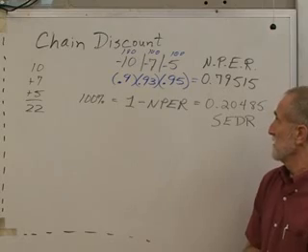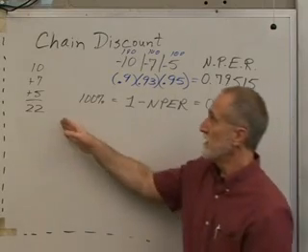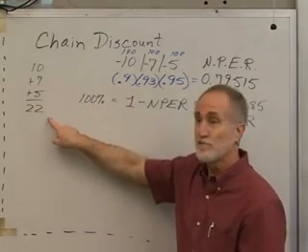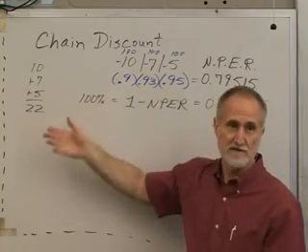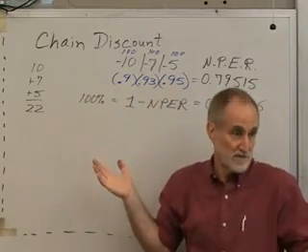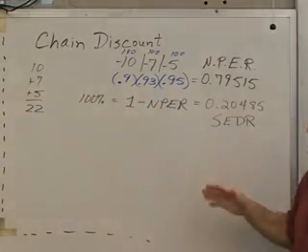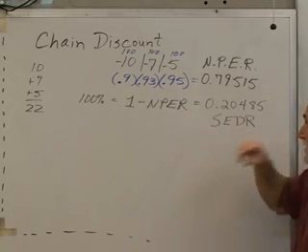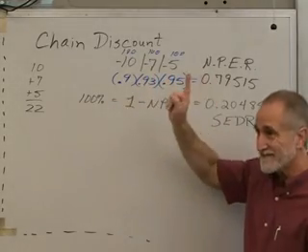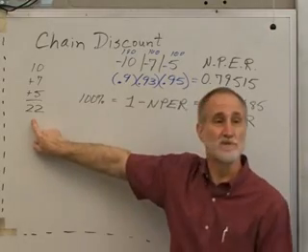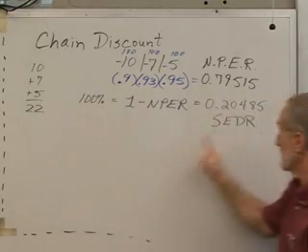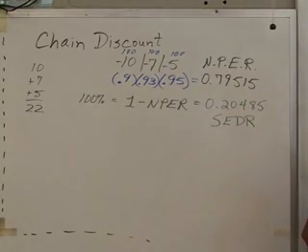All right? Now, again, nobody in the industry is trying to fool anybody else into thinking they're getting a 22% discount. Everybody knows how this works. But just realize, if you're seeing this for the first time, that a 10, 7, 5 is not the same as a 22% discount. It's the same as this much of a discount.